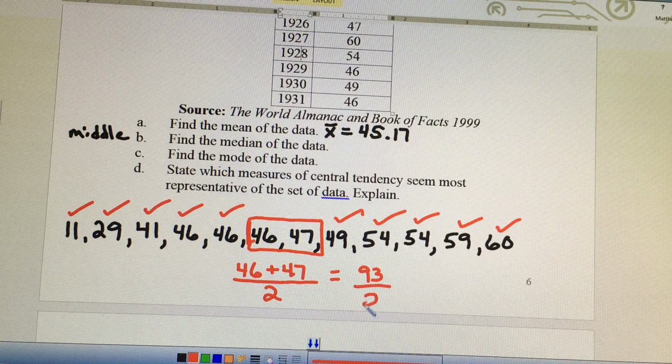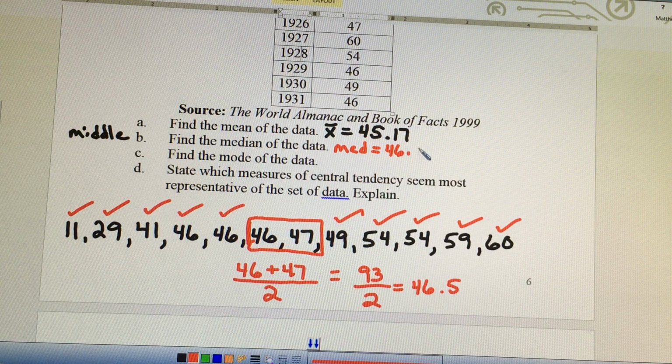And then if you take 93 and divide by 2, you're going to get a middle number of 46.5. Probably didn't have to go through all of that math, but sometimes the numbers aren't as easy as what they are right here for Babe Ruth's example. So in between 46 and 47, we found an average of 46.5. Our median, our answer for letter B, MED, equals 46.5. Median doesn't have a fancy symbol like mean does with that X bar. You're just going to put MED for median. Okay?